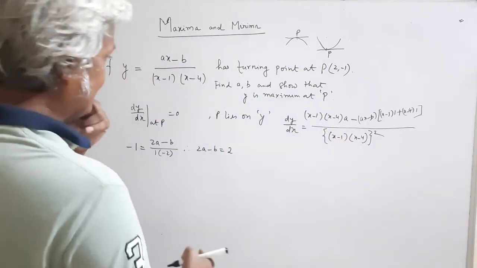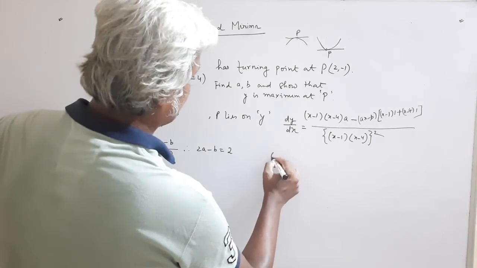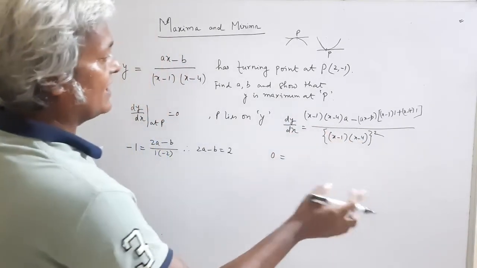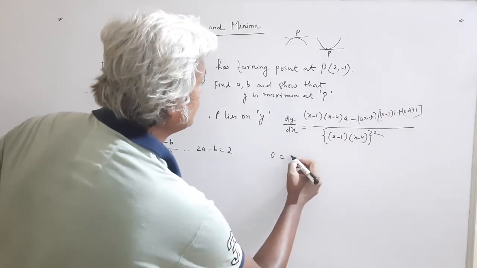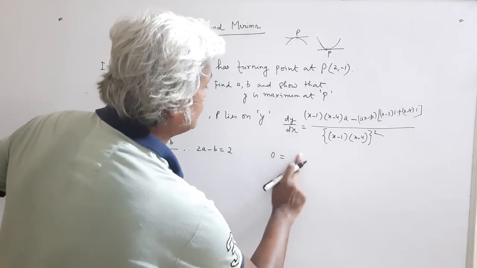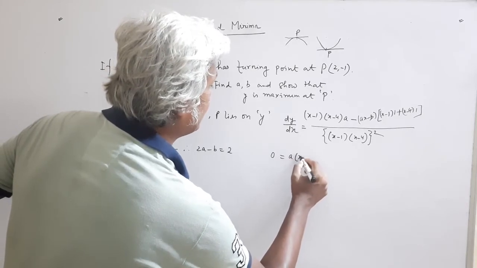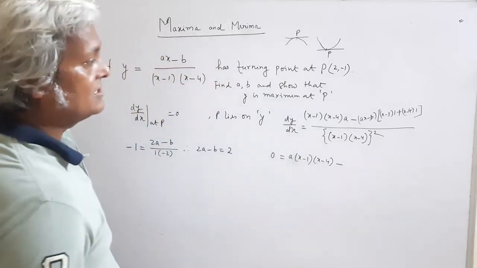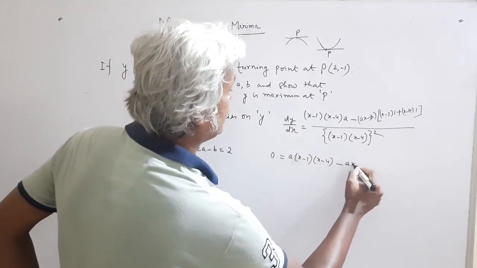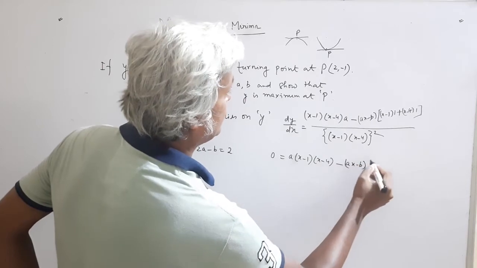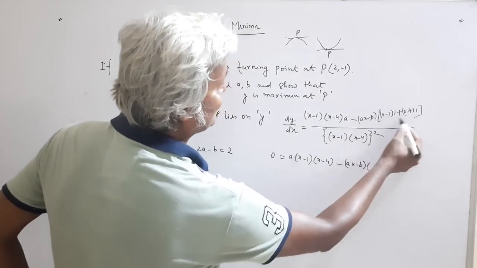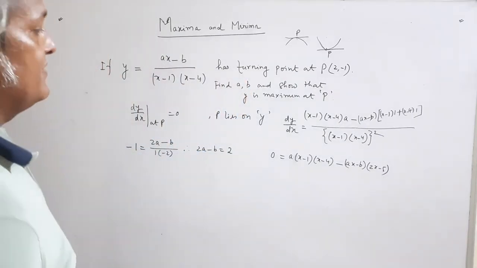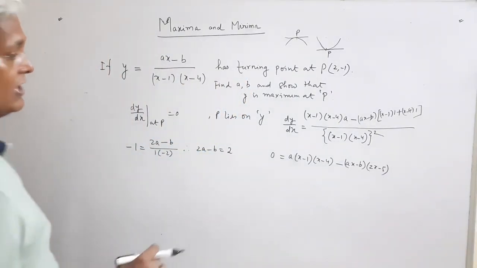Now since this value is 0, I just put it 0, and 0 into anything is 0, so the denominator also vanishes, and we have this part which is a times (x minus 1)(x minus 4), minus (ax minus b), and then you have to add this (2x minus 5). Now you try to solve this equation, try to find out how you can solve it.